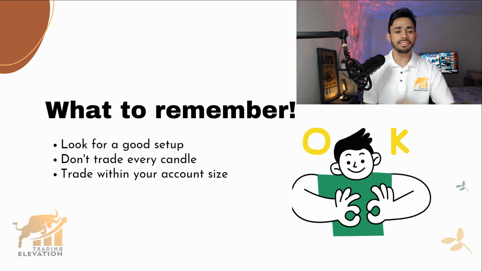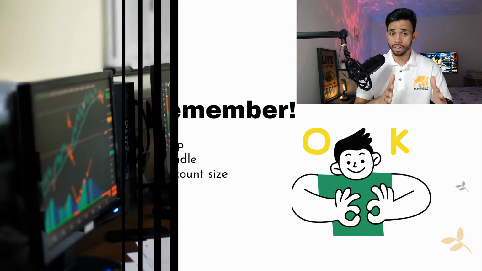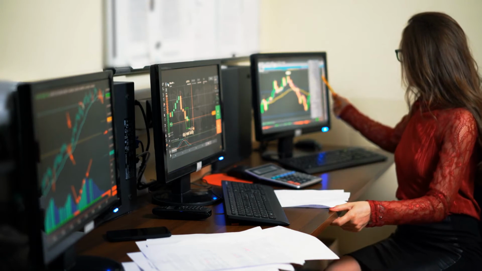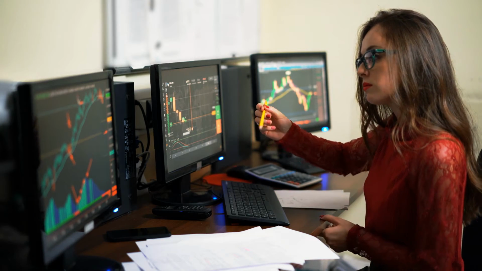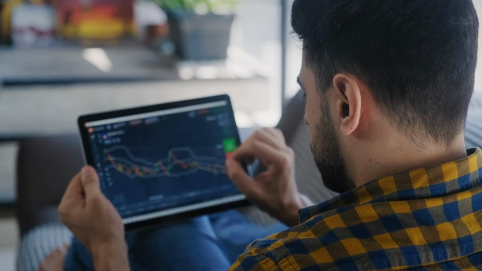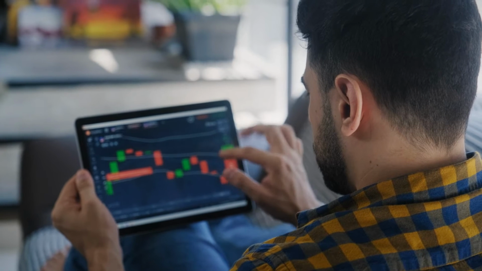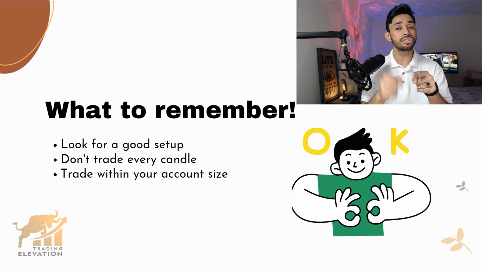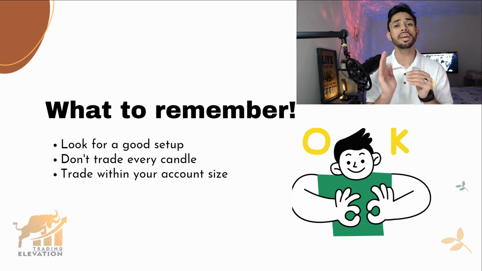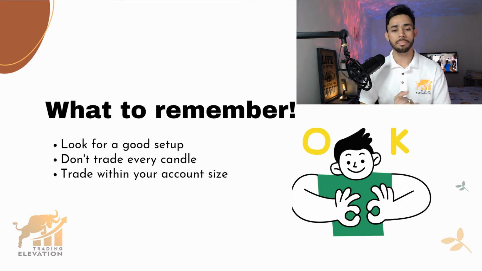So what does it mean to look for a good setup? Looking for a good setup means that you would always look to determine key levels and start trading from key levels. Don't jump into trades from nowhere. If you remember, last week we talked about a trading plan. Stay tuned for our video about how to make a trading plan in our upcoming videos.